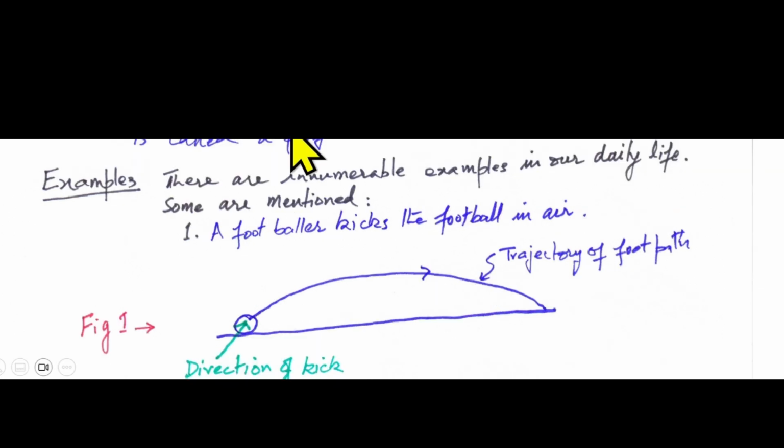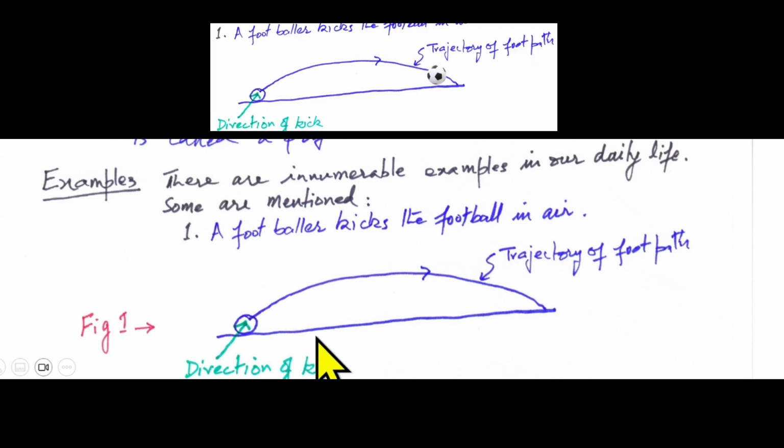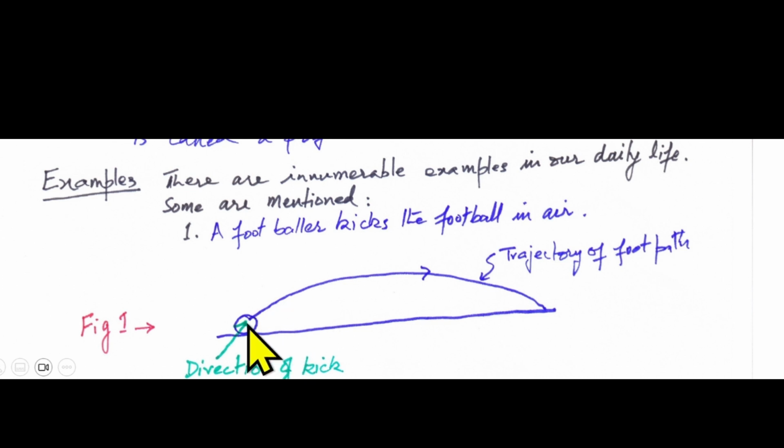Examples of projectile motion are innumerable, but I am going to talk about a few of them. Number one is a footballer kicking the football in air. I have shown the diagram. If the footballer intends that the football should fly in the air, then he has to kick it at an inclined angle from the ground as shown in green color.